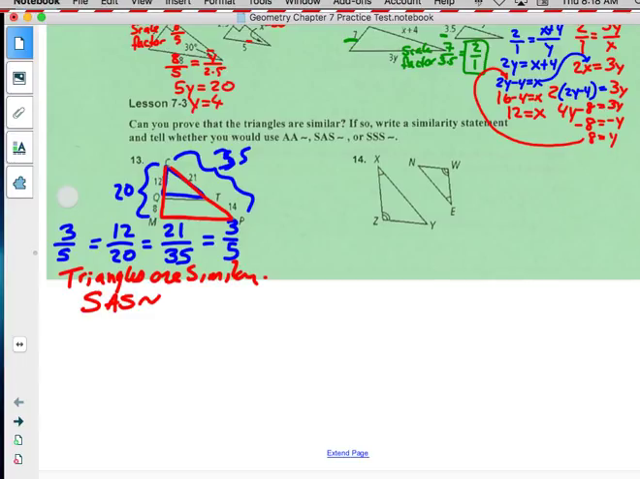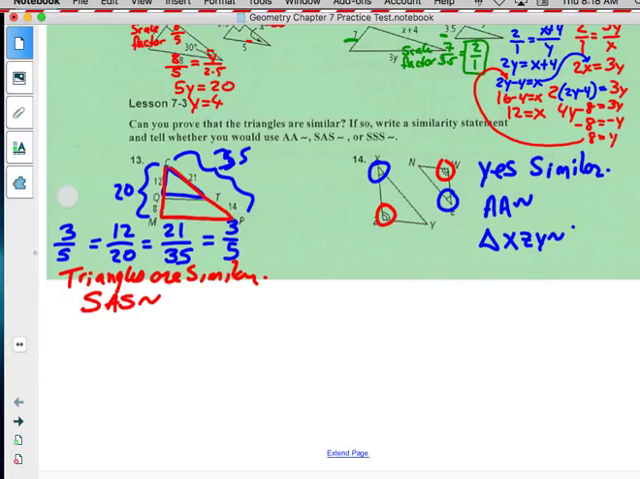Now in this next one, in 14, this one will be a little bit easier because this angle and this angle correspond. This angle and this angle correspond. And we learned something in first semester about third angle theorem. And if two angles of one triangle and two angles of the other triangle are congruent respectively to each other, the third angles in both triangles are congruent as well. So I know these are similar, yes, similar, by angle similarity. Okay, so triangle XZY is similar to triangle EWN.